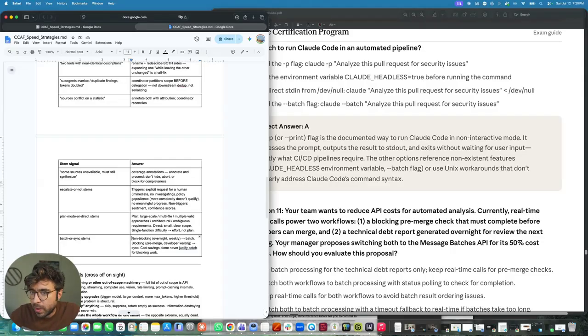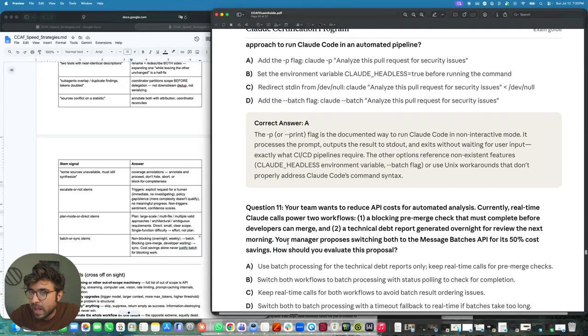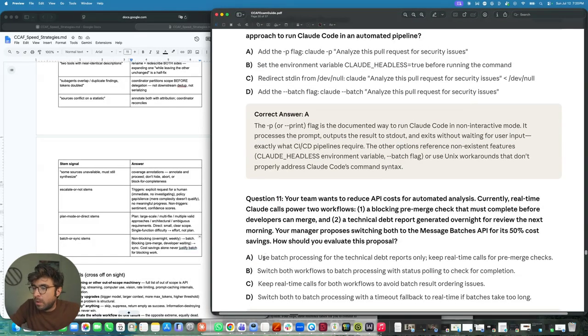Okay, so now with this in mind, we have everything we need to answer this question. Let's look at the options. First option, use batch processing for technical debt reports only. Keep real-time calls for pre-merge checks. Honestly, this one sounds great. If this was me on this exam, I'd be choosing that. Moving on. Let's look at the other options.